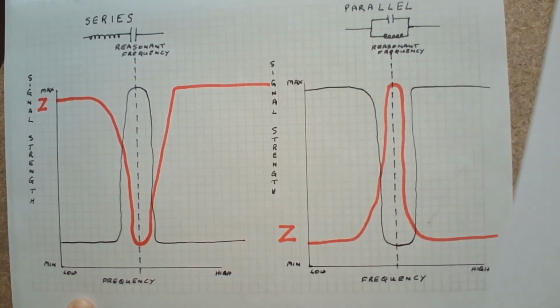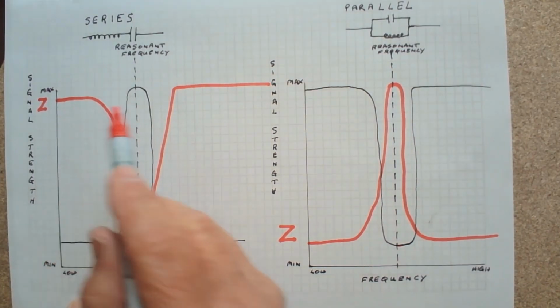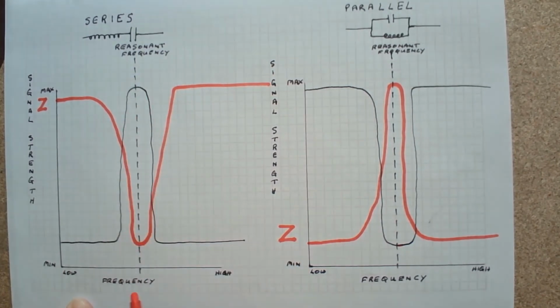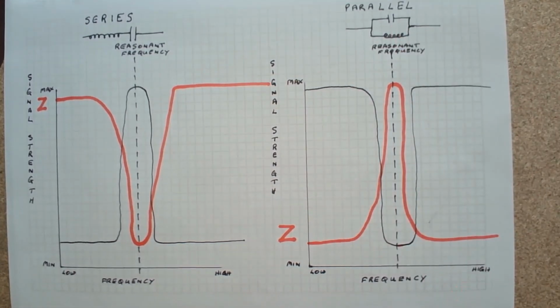And so there you have it, series and parallel resonant frequency tuned circuits. Impedance is low either side of the resonant frequency in a parallel tuned circuit, and the impedance is high either side of the resonant frequency in a series tuned circuit. Hopefully that's helped you understand a little more.